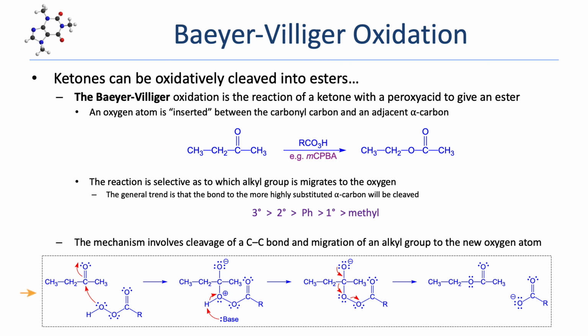The reaction mechanism begins with the nucleophilic attack of peroxide onto the carbonyl of the ketone. In the next step, the tetrahedral intermediate is deprotonated. In the final step, the carbonyl pi bond reforms, forcing one of the attached alkyl groups to migrate onto the adjacent oxygen, expelling a carboxylate in the process.